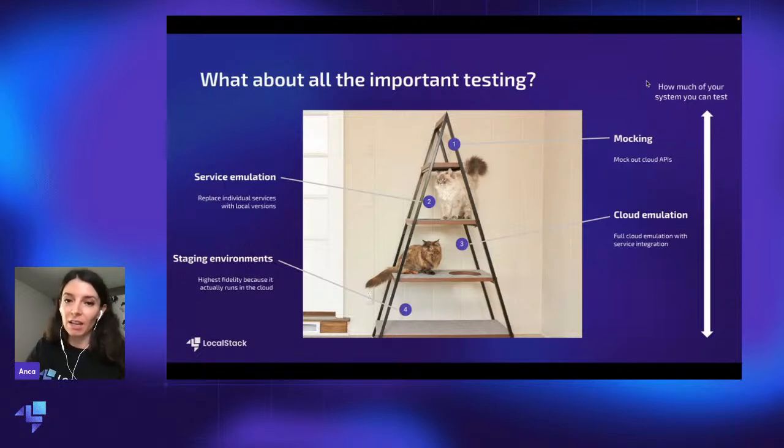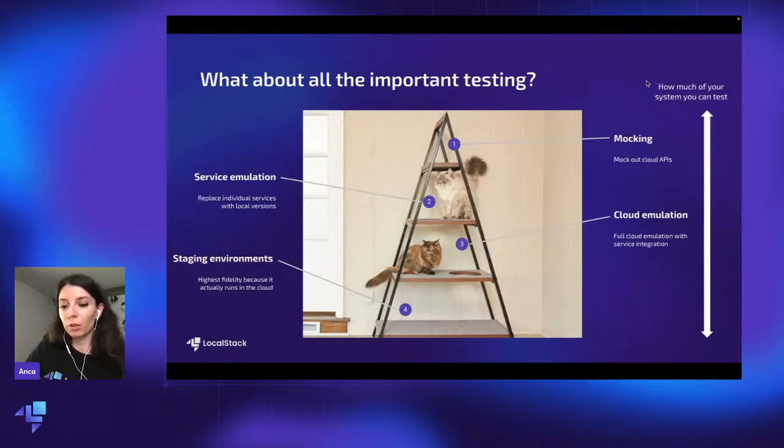we can categorize testing in four different slots. So you have mocking at the top of the pyramid, which means that you would mock your cloud APIs, but that doesn't give you a lot to test of your system. So the testing is pretty limited. On the second level, you would have service emulation, meaning you would replace individual services with local versions. And that could work well with services such as Postgres or MySQL. But if you want to use DynamoDB or S3, for example, you're out of luck.